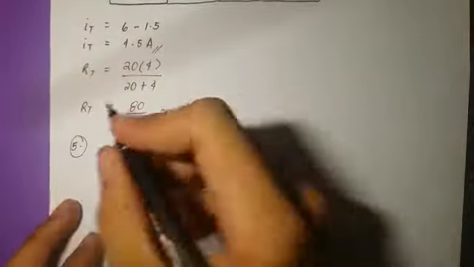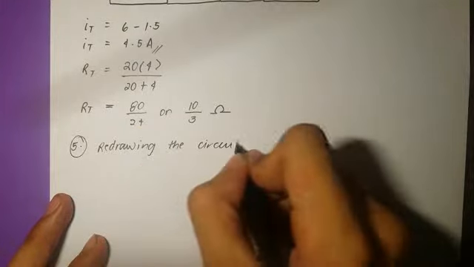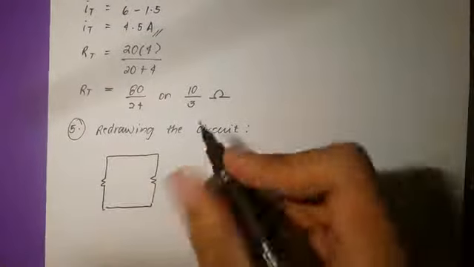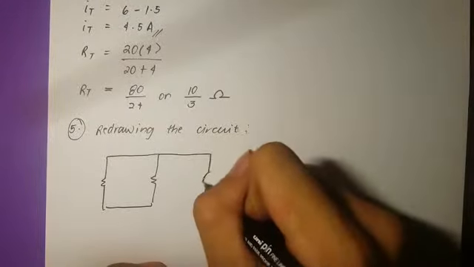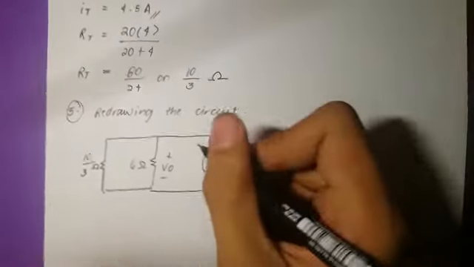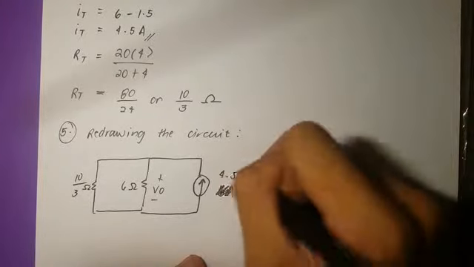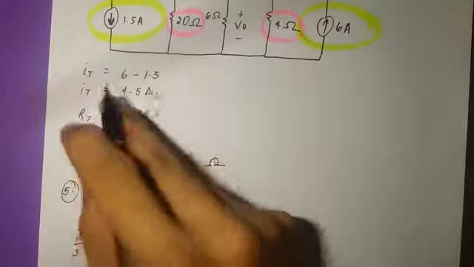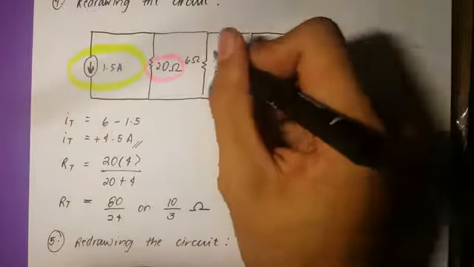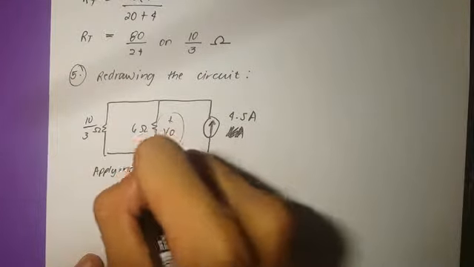For step 5, I'll be redrawing the circuit again. I got the circuit here, and the resistance is here, and the current source here. So I got 10 over 3, the 6 ohm, the VO, and the 6 ampere. Oh, I'm sorry, I forgot, it's 4.5 amperes. It is upwards because 4.5 is positive. We can observe that the VO here is not changed because it is the one that we're going to find.